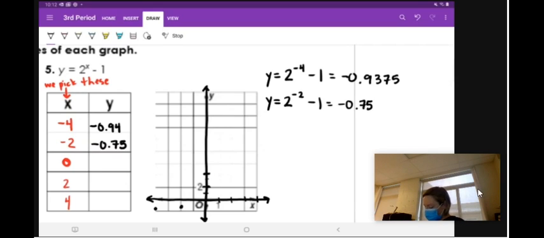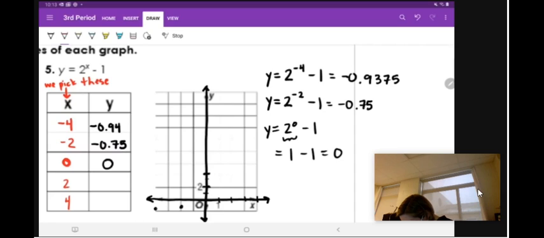And now it's time to put 0 in. So y equals 2 to the 0 minus 1. We probably don't even need a calculator for this one. Anything to the 0 power is always just 1. But then we're subtracting 1 from it, right? So we get 1 minus 1, which is 0. I just decided I'm going to do these in red. So our next point is 0, 0.